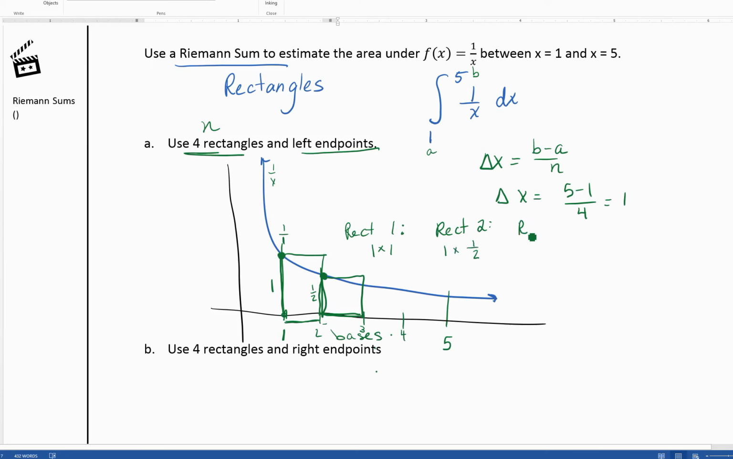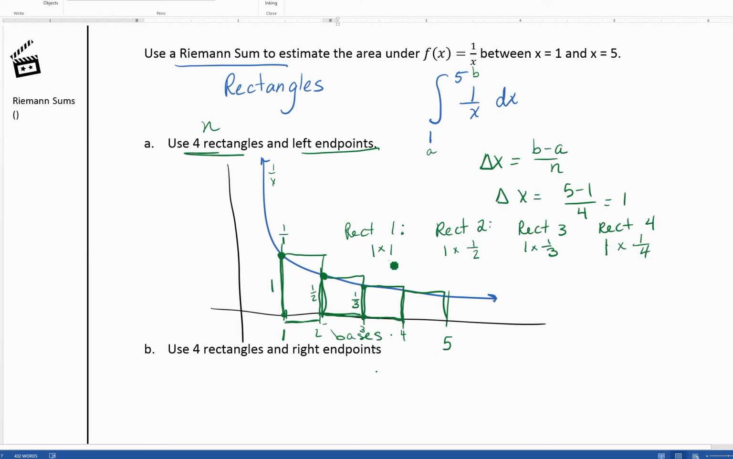For our rectangle 3, our base is still 1. The left endpoint here is at 3, so we're going to plug 3 in. So this would be a height of 1/3 since our function is 1 over x. So this would be 1 times 1/3. And for rectangle 4, we'd be plugging in 4, so we'd have a height of 1/4. So a width of 1, the width is always the same, times our height of 1/4.